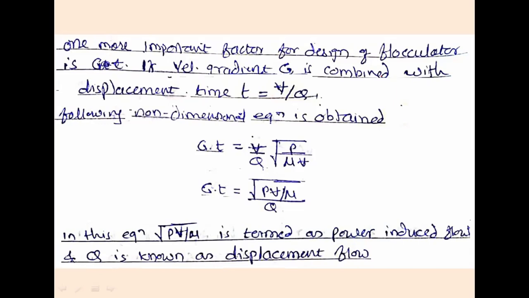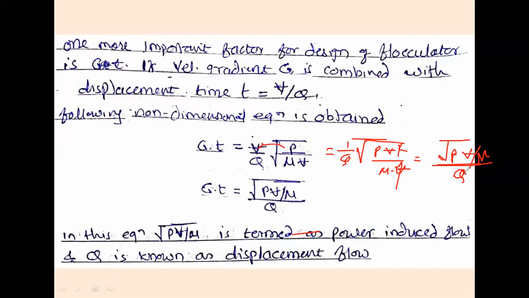Now here, if I take this V inside this bracket, it will become 1 upon Q, P into V square divided by mu into V. Once it goes inside, it becomes a square. So this V will get cancelled here, and I will get the square root of P into V divided by mu, total divided by capital Q.